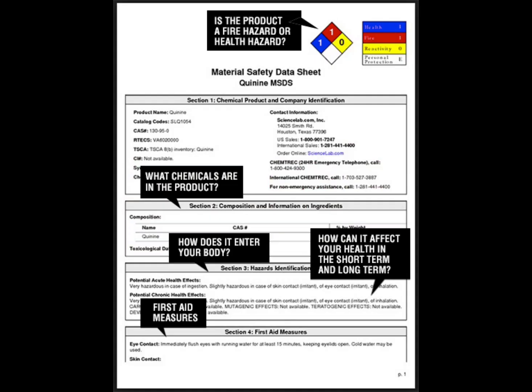Locate the MSDS. Material safety data sheets can usually be found on the manufacturer's website, on the product packaging, or by contacting the supplier. Many chemical databases and government websites also provide access to MSDS.